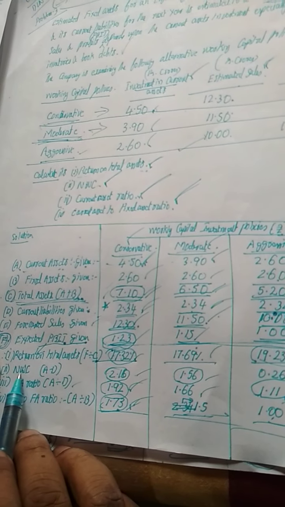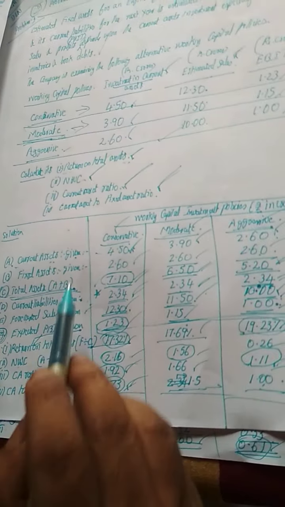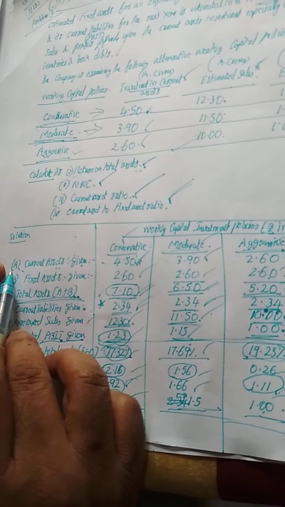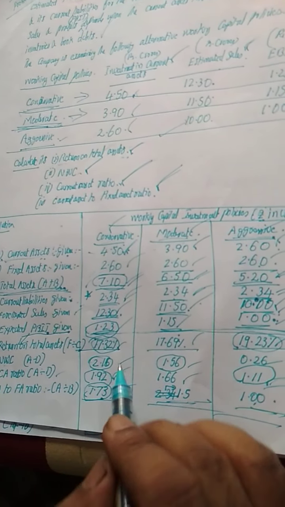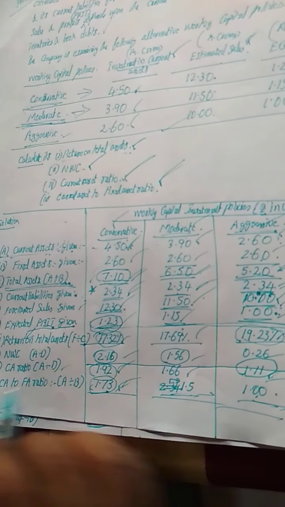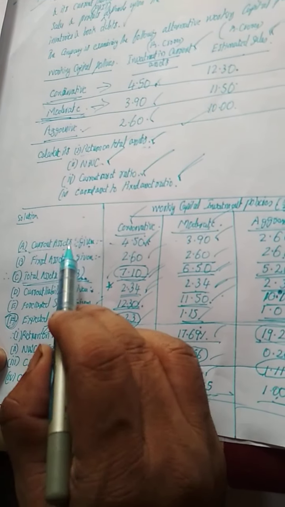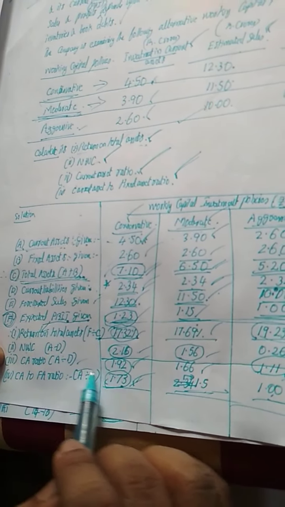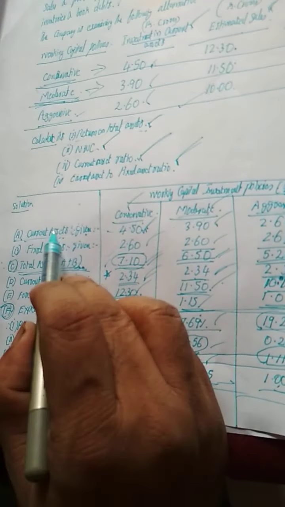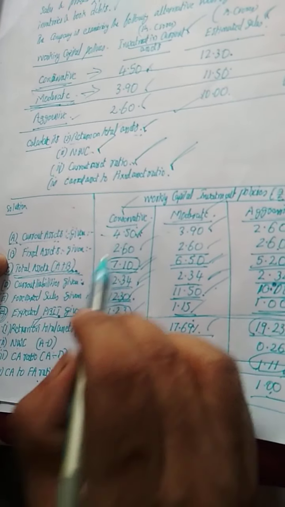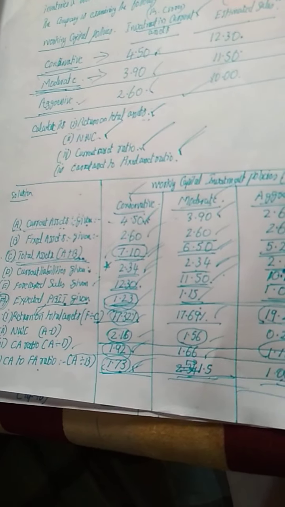Then net working capital. What is the formula for net working capital? Current assets minus current liability. See, A, current assets minus current liability. Current liability is D. A minus D, we will get the net working capital also. Then current ratio. What is current ratio? Current assets divided by current liability. So A divided by D, we will get the current ratio. And current assets to fixed assets, A divided by fixed assets. Fixed assets is also given. So we'll get the things.